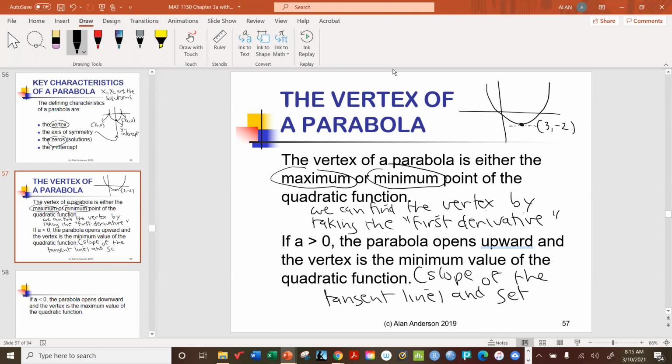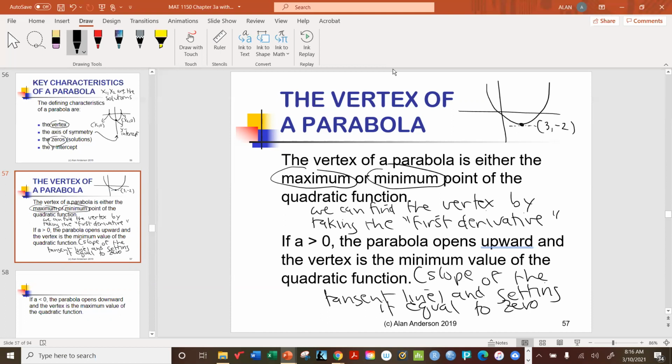Now here, instead of doing that, because we haven't started doing derivatives yet, we actually have a formula that lets us do this instead. All right, so in other words, yes, that's true. We can take this approach. We can find the equation of a tangent line and set it equal to 0. But as it turns out, there's also a formula that we can use.